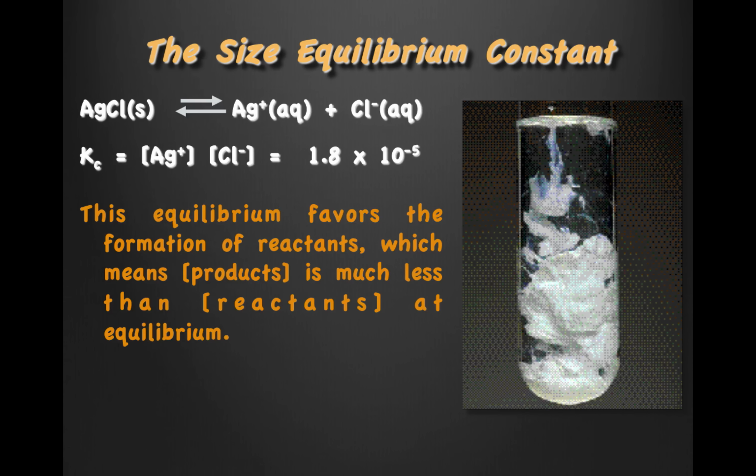In other words, the reactants, which are the denominator of an equilibrium constant, are very large. That means this equilibrium lies far to the left. The reverse reaction is favored. This means that silver chloride is not very soluble.